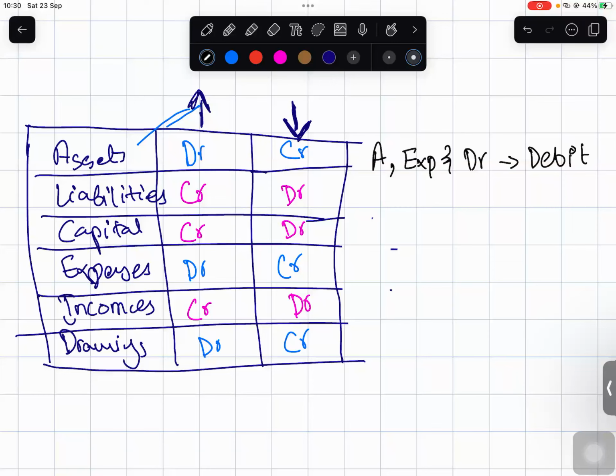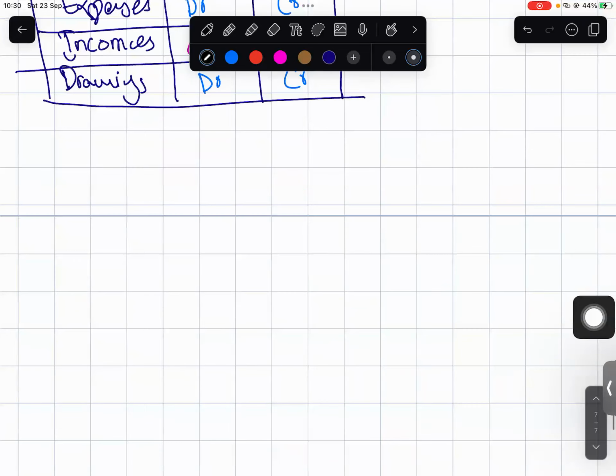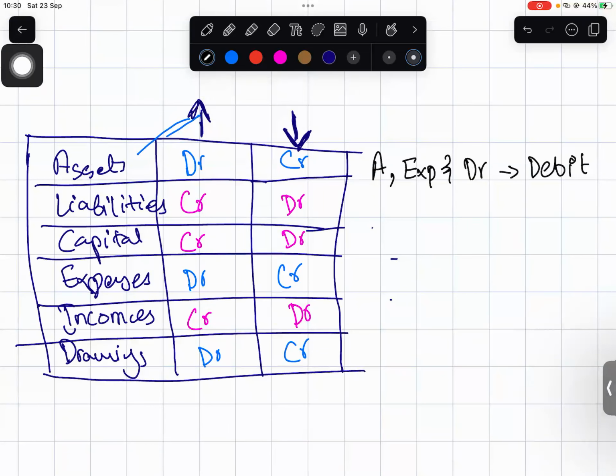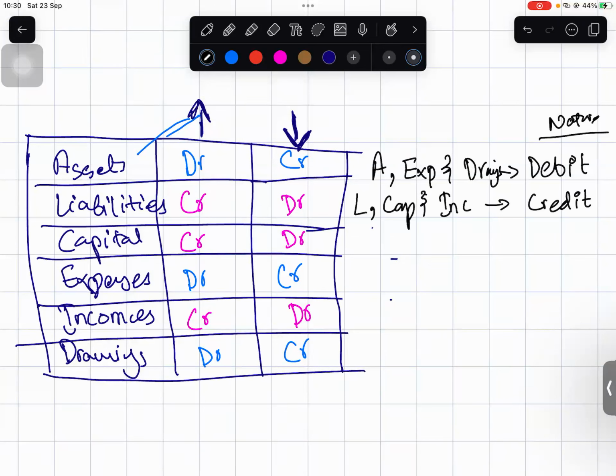Yeah, I get it. Okay, so assets, expenses, and drawings have a debit nature. This is called nature, and the remaining three, which are liabilities, capital, and incomes, have a credit nature. All right.